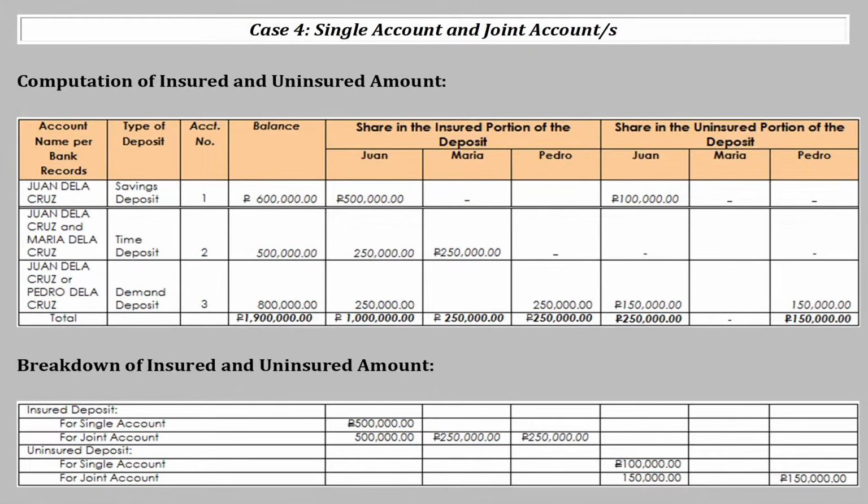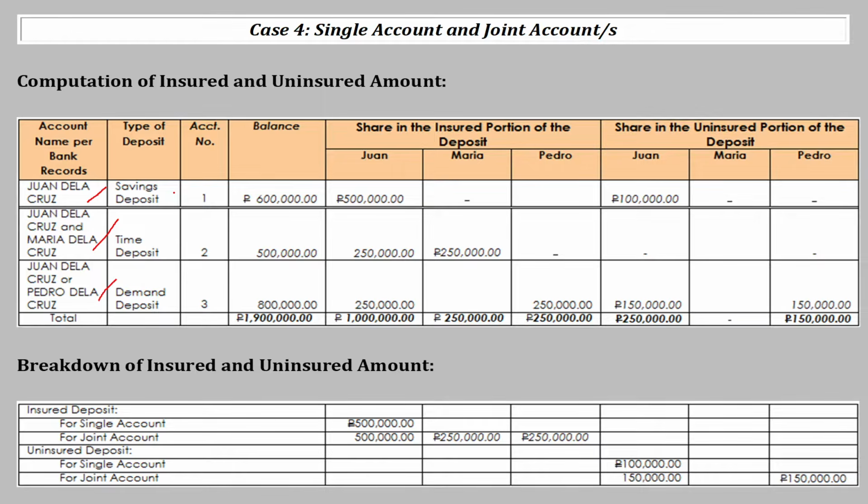Let's have this one. First account name per bank records, we have Juan de la Cruz. Okay? So second account, a time deposit account, Juan de la Cruz and Maria de la Cruz. Third account, Juan de la Cruz or Pedro de la Cruz. Now, compute the insured and uninsured amount of each depositor. So compute natin yung kay Juan, yung kay Maria, and yung kay Pedro.